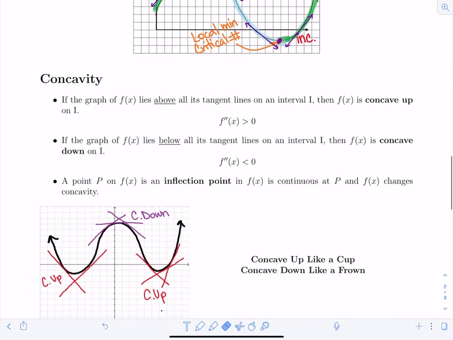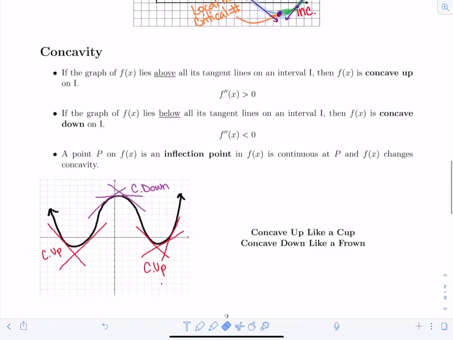If the graph of f of x lies above all its tangent lines on an interval I, then f of x is concave up on the interval. And what this means when we're speaking in terms of derivatives is that the second derivative for all the x values on that interval would be positive. Well, what does something that's concave up look like? If you notice, graph down here below, this portion of our function is concave up. It resembles a parabola opening upwards, if you want to think of it that way.